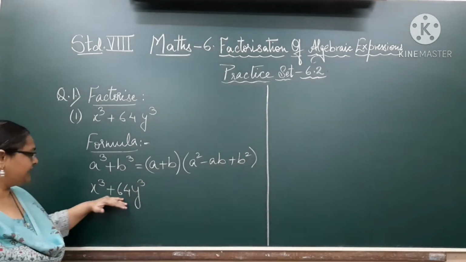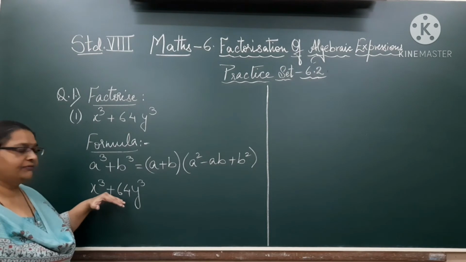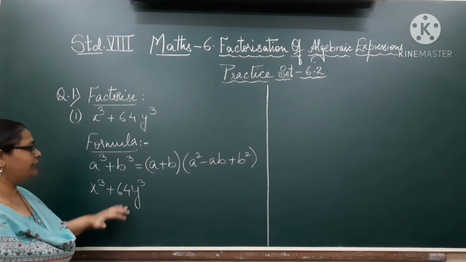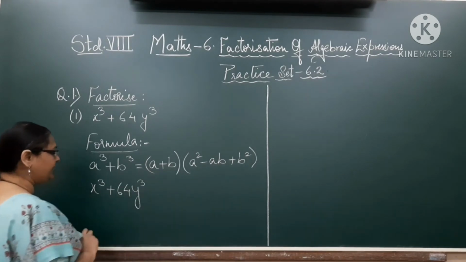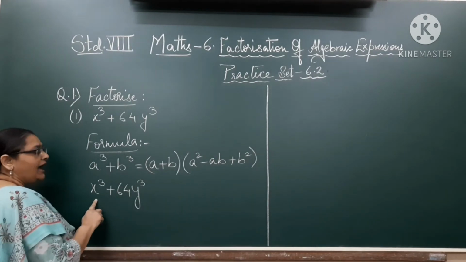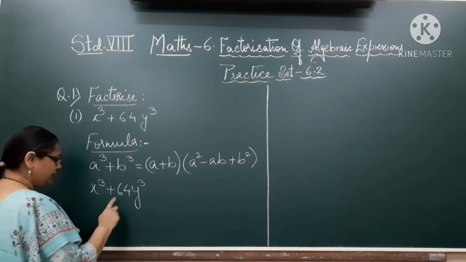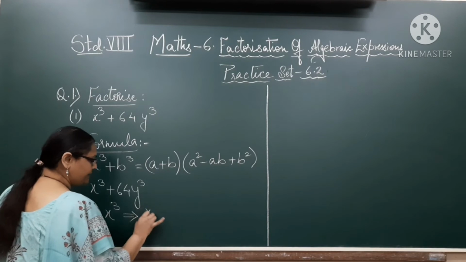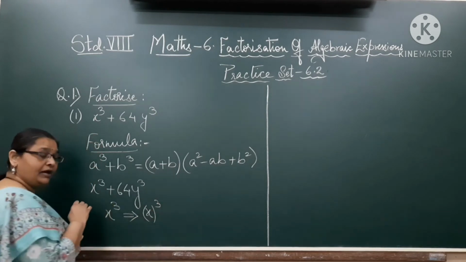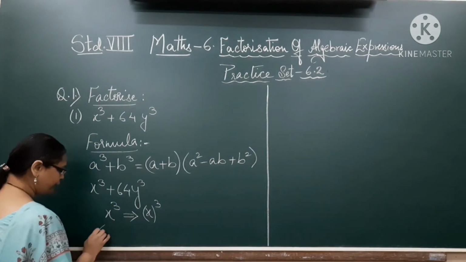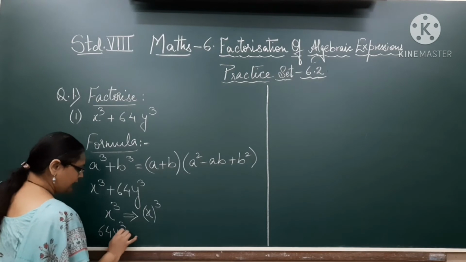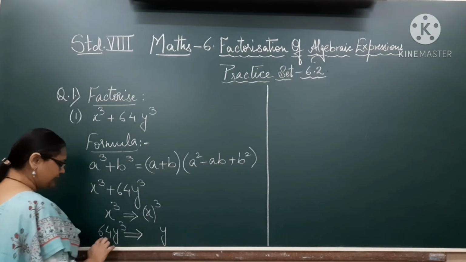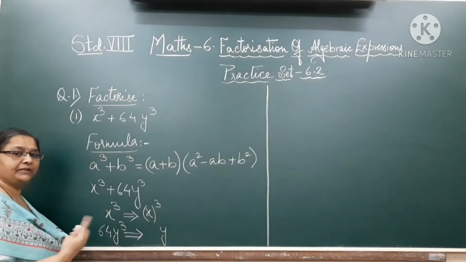Both the terms are in the cube form, and we will have to find out what is a and what is b here. Here x cube can be represented by x the whole cube, whereas 64y cube can be represented as y cube. But here the 64 should be the cube of some other number.